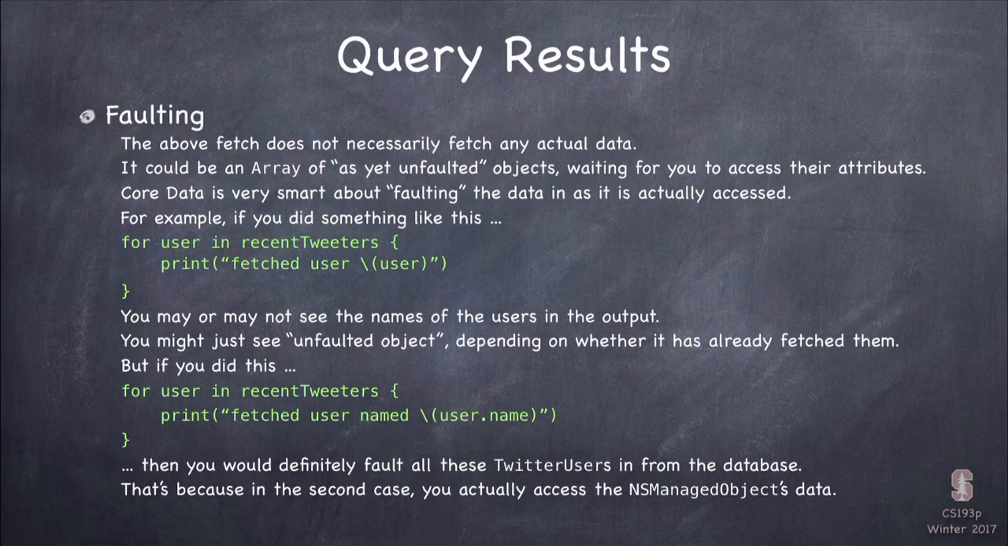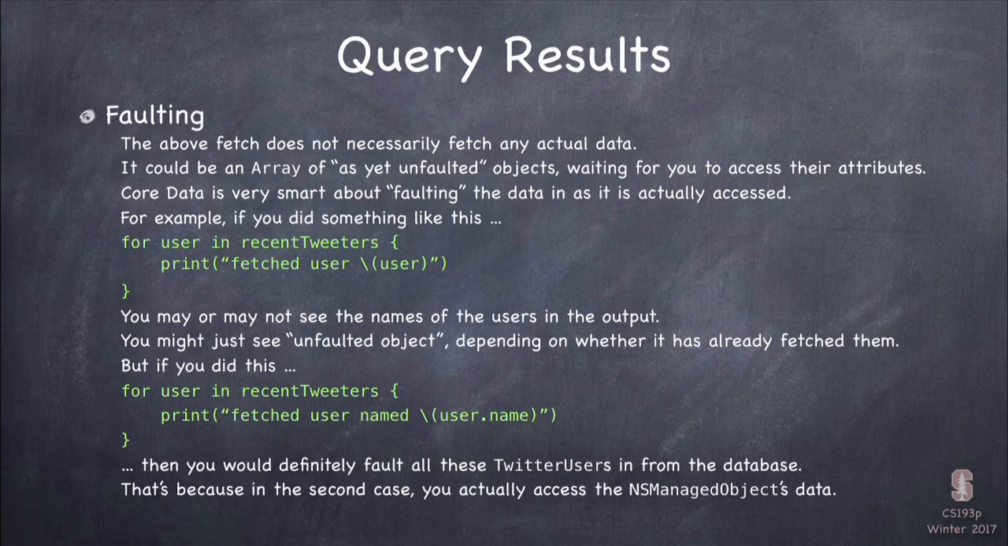But if you say, for user in recent tweeters, and say fetch user named, and now you say user.name, now you are faulting this object in. In fact, this for loop would fault all these objects in to memory. Okay, fetch them all because you're asking for the name of every single one. Boom, fault, fault, fault, they're all coming in. Now, it doesn't do it one by one. It faults in batches. It's really high performance, so don't worry about that.